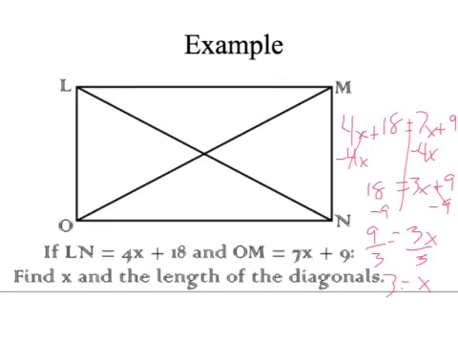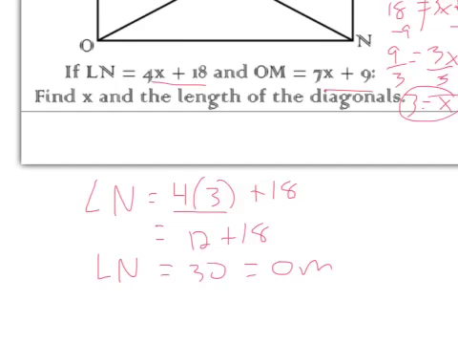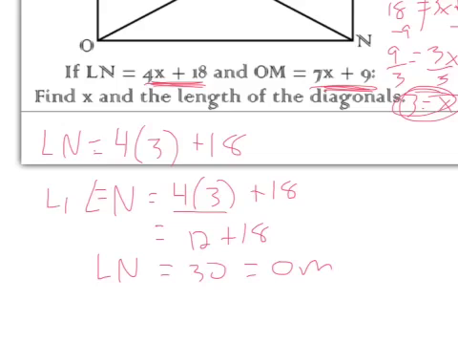So we found x, but we haven't found the length yet. To find the length, we need to take what x equals, 3, and plug it into either one of the equations. It doesn't matter which because they're the same length. So I'm going to solve for LN. I'm going to take out x and replace it with 3 because that's what we got when we solved for x. And then I just need to simplify. 4 times 3 is 12, and 12 plus 18 is 30. So LN equals 30. If LN is 30, then so is OM.